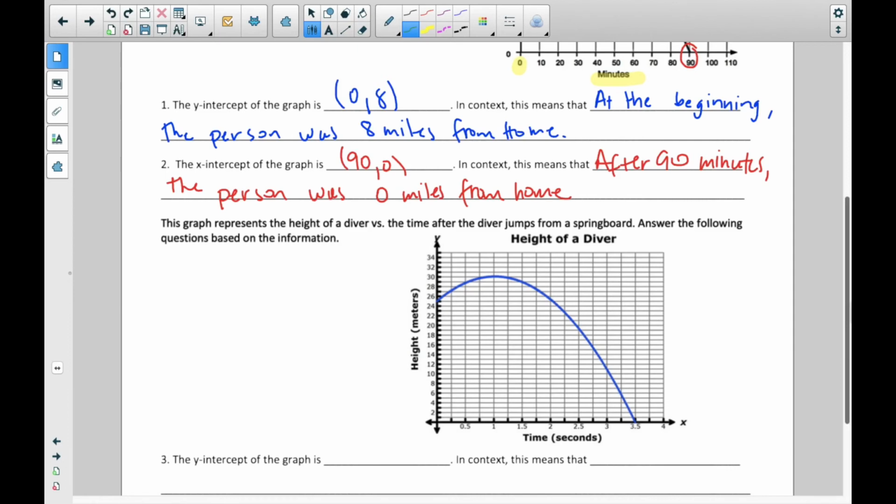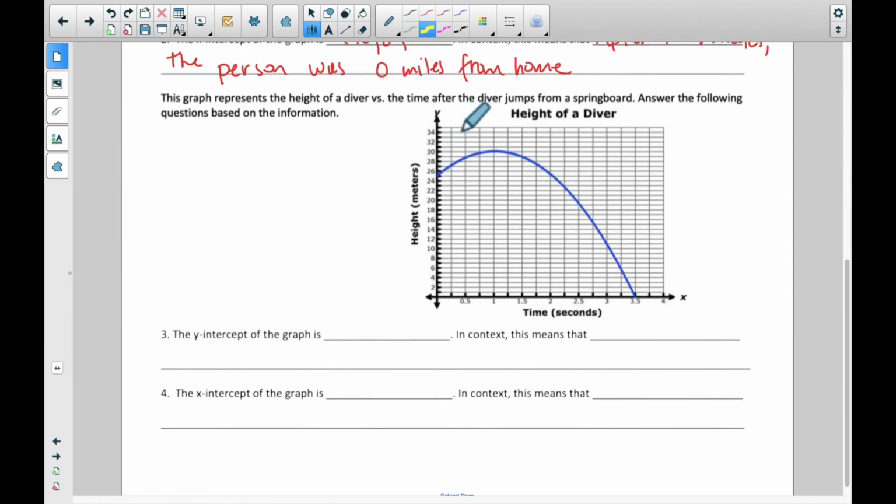Okay, let's look at another example. All right, once again, we have to read the graph and read the sentence. The graph represents the height of a diver versus the time after the diver jumps from a springboard. Answer the following questions based on the information. So over here we have height in meters, and then we have time in seconds. Okay, that's a really tall springboard. When you go to the pool, the 1 meter dive is the low one, and the 3 meter dive is the higher dive. So this is 24 meters. That is super high. That's like the big platforms in the Olympics. I can't believe there would be a springboard that tall.